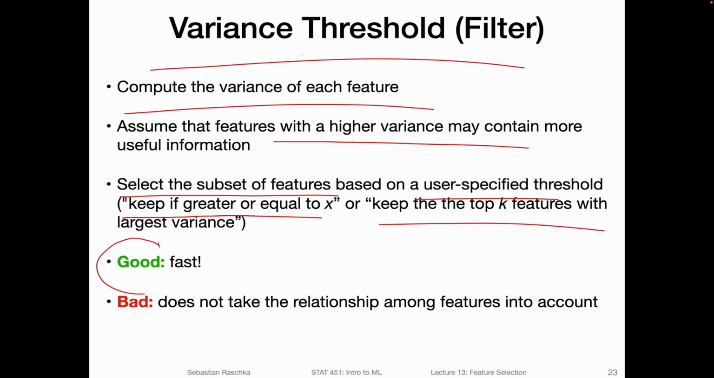And what's one advantage of using this technique? One really big advantage is that it's a very, very fast technique. Computing the variance on a single feature is usually super fast compared to anything else that you will encounter in terms of feature selection.